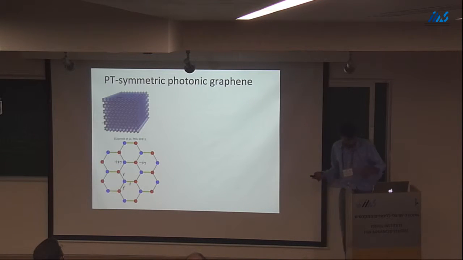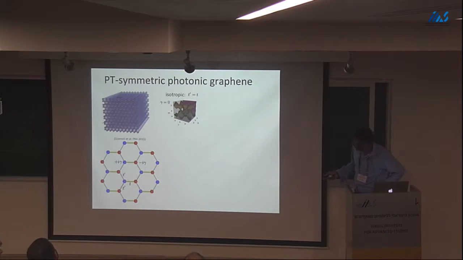So people have considered photonic graphene that looks like this. The red and blue are again gain and loss, and if you put T and T prime, which are the hopping, equal, you are always in the broken regime, so you do not get anything interesting. But if T and T prime are not equal, then you get interesting physics.